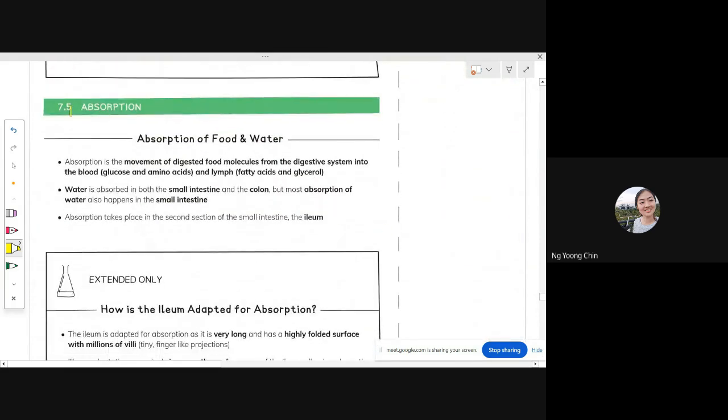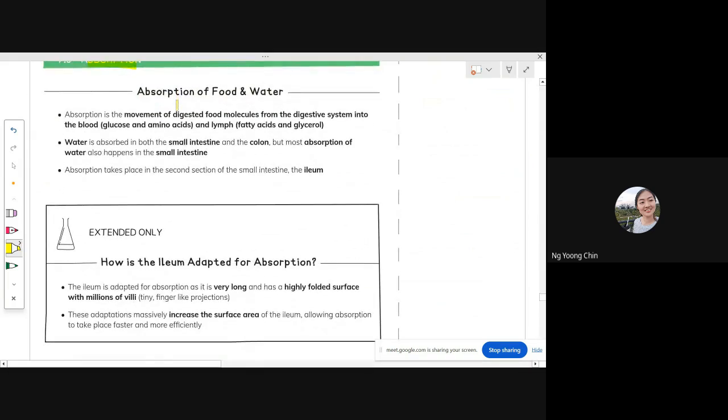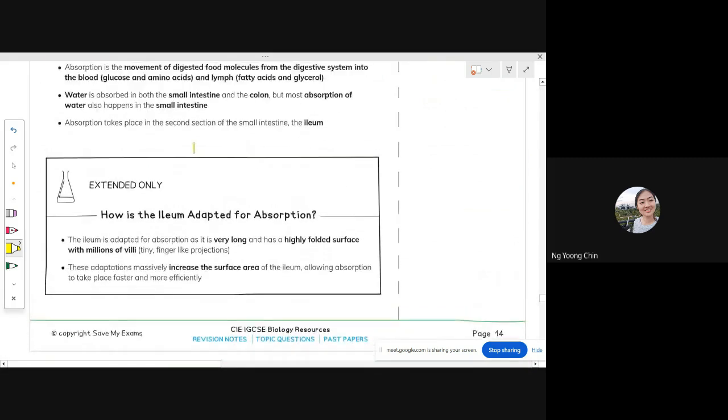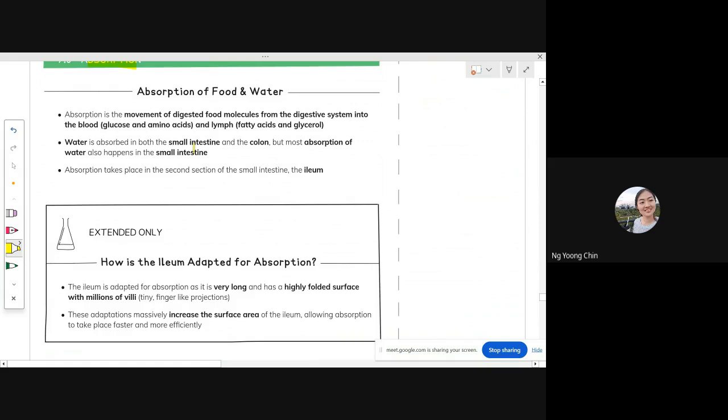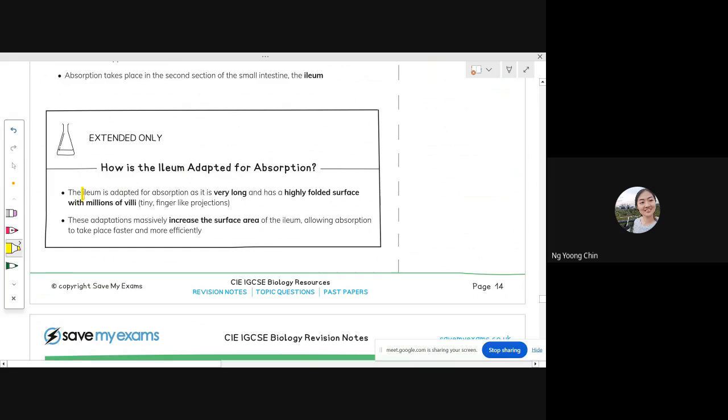Okay, now we talk about absorption. So what is meant by absorption? Absorption is whenever the food has already become very small and soluble, like glucose, amino acids, fatty acids and glycerol, so they will enter into the intestinal villi, and then get into the bloodstream. Usually absorption occurs in all parts of the small intestine, especially in the ileum.